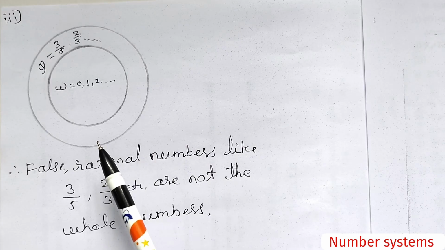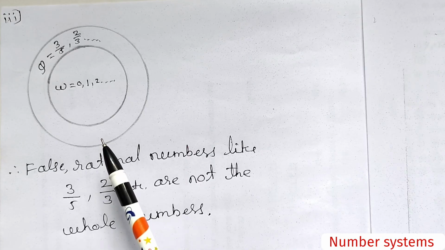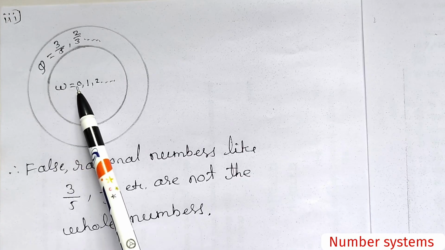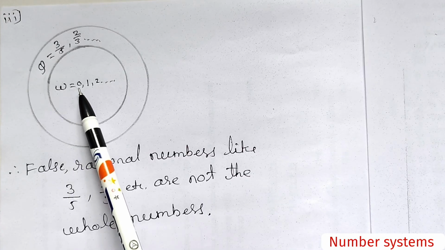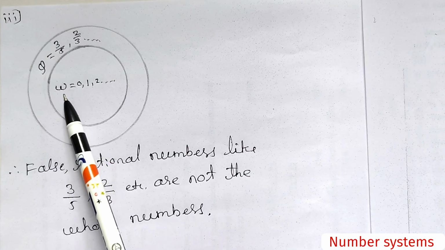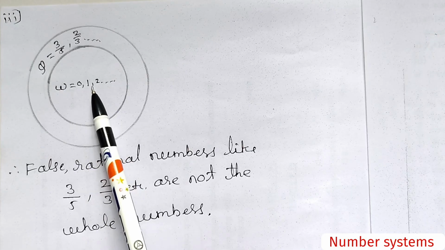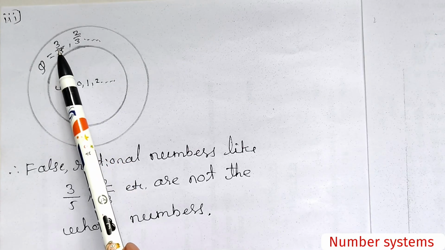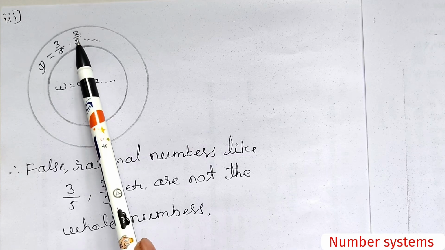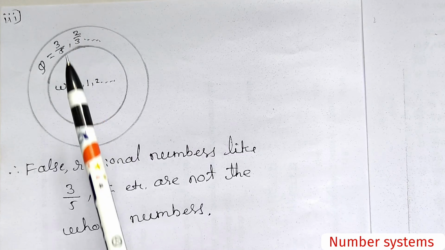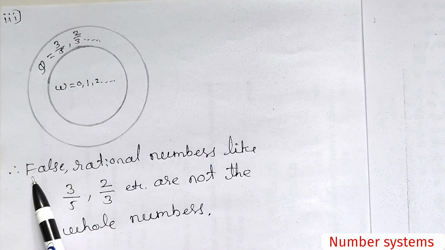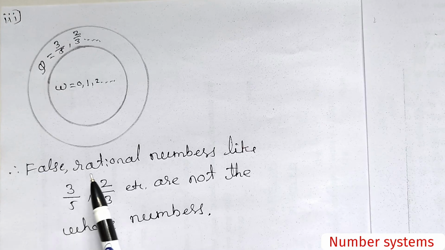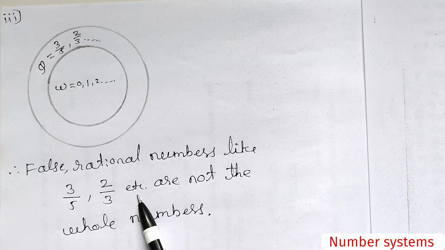Dear students, third statement, every rational number is a whole number. This statement is false, dear students, because whole numbers do not include decimals and fractions like 3 by 5 and 2 by 3. That's why this statement is false. You can write, this statement is false. Rational numbers like 3 by 5, 2 by 3, etc. are not whole numbers.